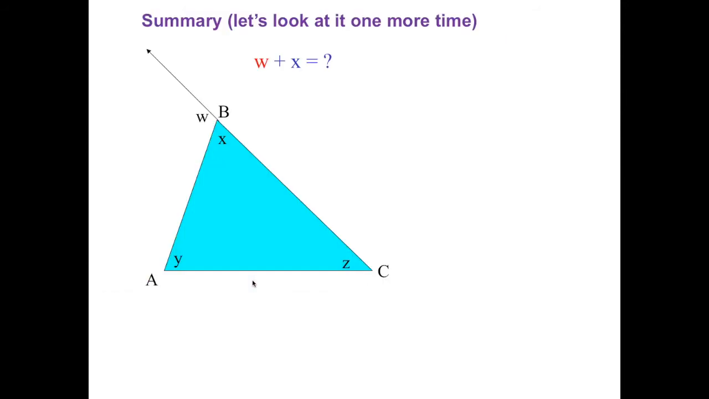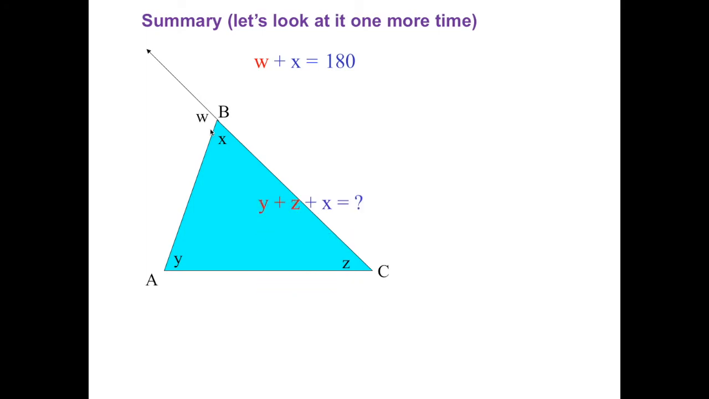Summary, let's look at this one more time, the exterior angle theorem. Our exterior angle here is W. We extended line BC. So we'll use BA as a side of the exterior angle, and we'll use the ray that got formed when we made ray CB, starting from B in this direction. So this is W right here. So W plus X, what does it equal? 180. What's another thing that equals 180?